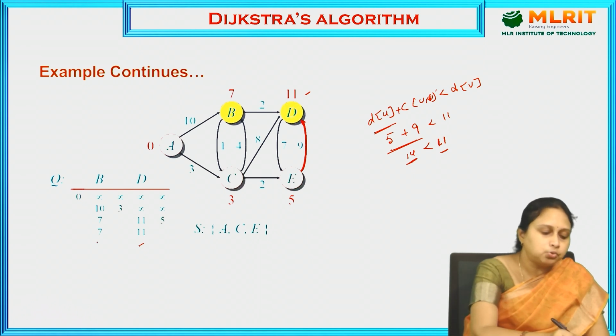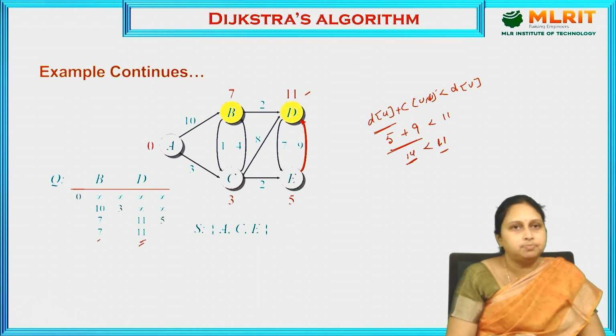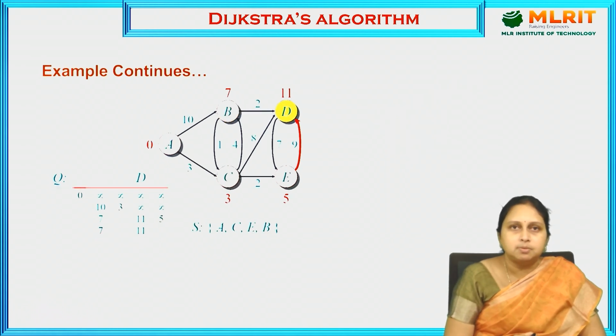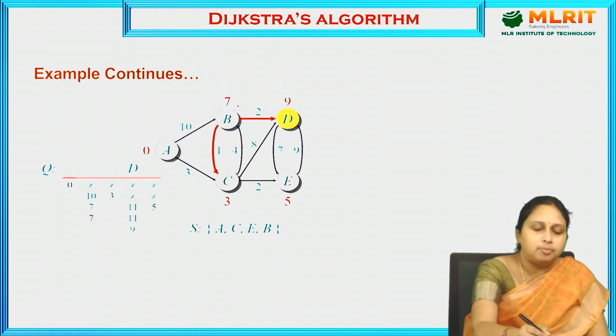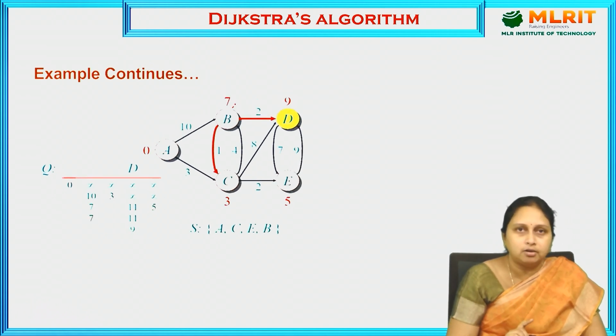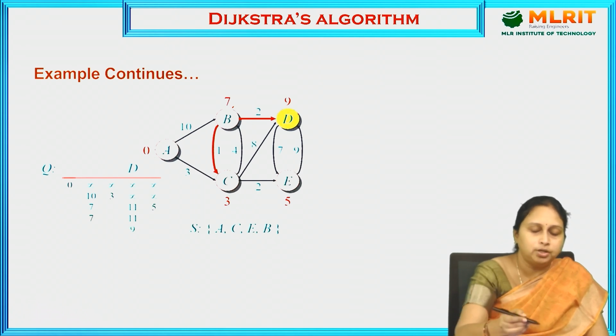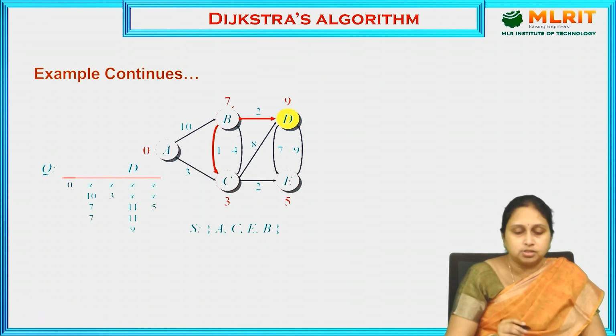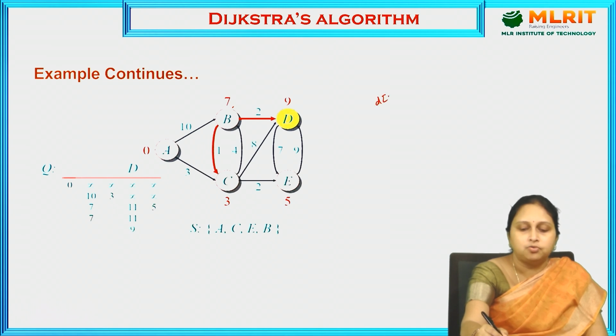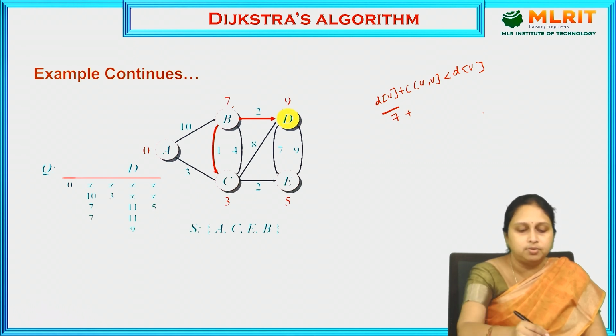Now among these two, 7 and 11, which is the minimum? Minimum is B. From B, if I am going to select B, what are the outgoing edges you have? B to C is there and B to D is there. Now find the cost. D of U plus cost of U comma V is less than D of V. What is D of U value for B? It is 7, plus the cost of this one, B to C we will see.